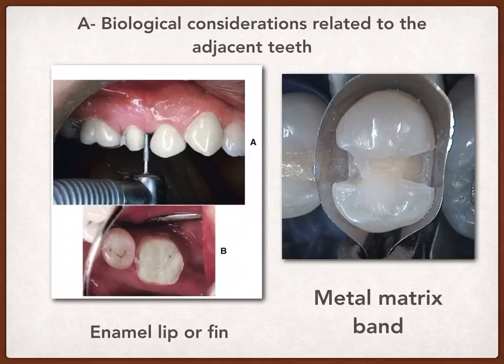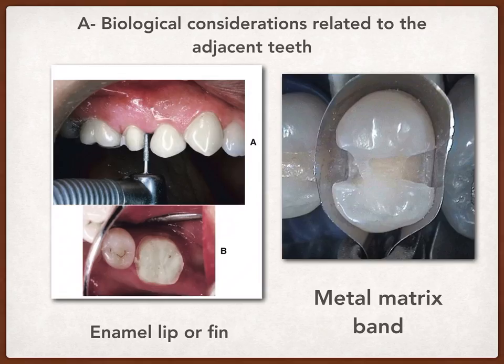The first one of these 6 types of biological considerations is the biological considerations related to the adjacent teeth. Guys, you should never do an injury to an adjacent tooth, because even if you reshaped it and smoothed it, it will not be resistant to caries like the original tooth structure. Its superficial layers are full of fluoride. So try to avoid this.